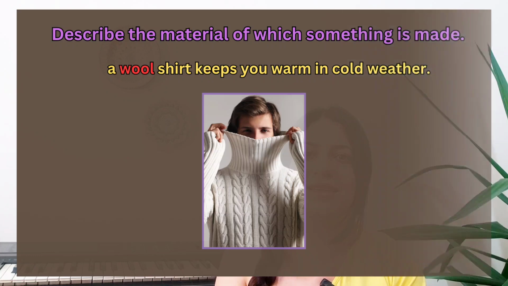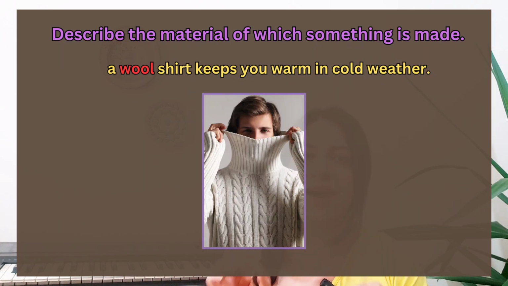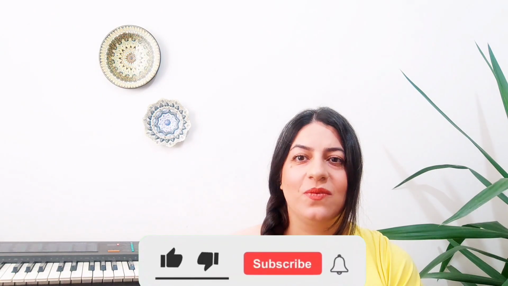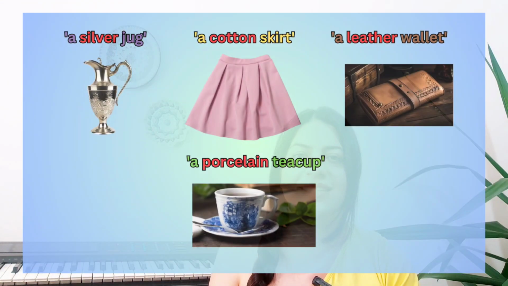Another way to use noun modifiers is to describe the materials of which something is made. For example, "A wool shirt keeps you warm in cold weather." In this case, wool is a noun modifier that tells us the shirt is made of wool. Similarly, we have a silver jug, a cotton skirt, a leather wallet, and a porcelain teacup.